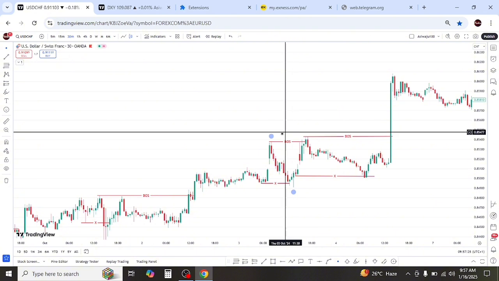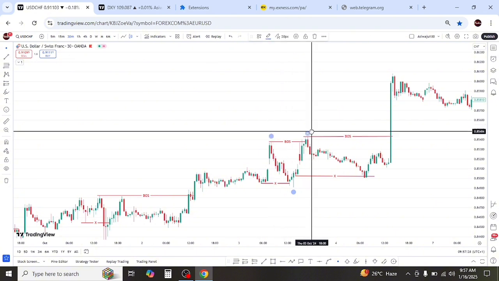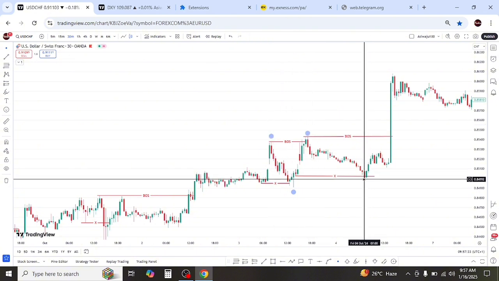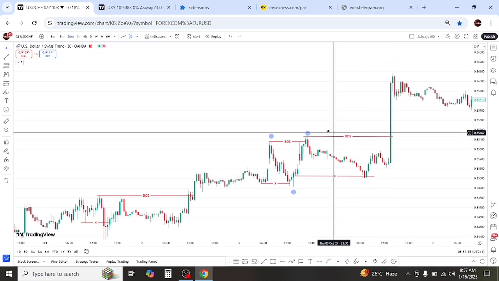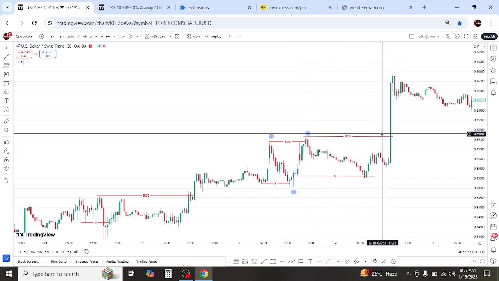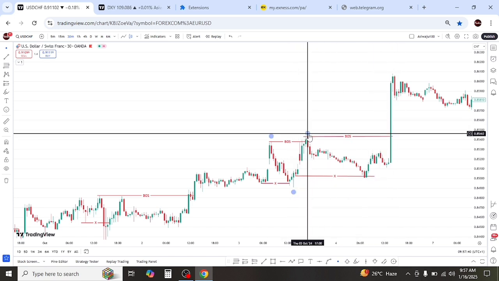So this high becomes what? This high becomes our major high. What happened is price went from this point to break this high. This becomes our break of structure. So immediately we have a valid break of structure here. This low becomes what? Our major low.